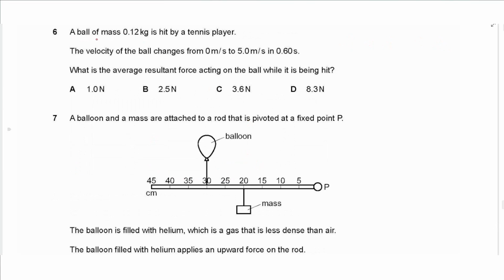Question 6 says a ball of mass 0.12 kilograms is hit by a tennis player. The velocity of the ball changes from 0 to 5 meters per second in 0.60 seconds. What is the average resultant force acting on the ball?